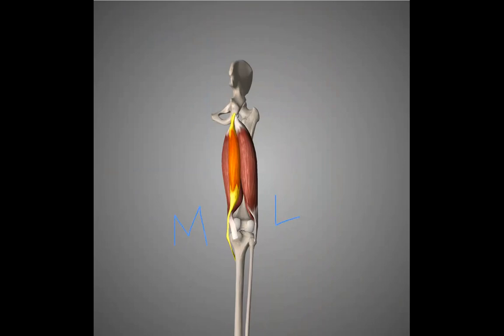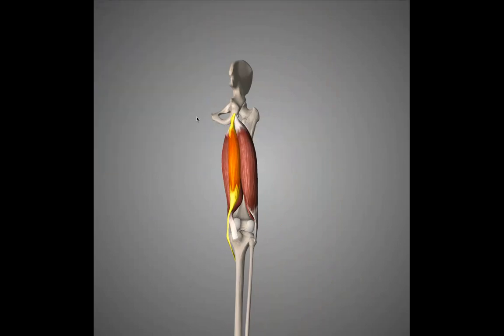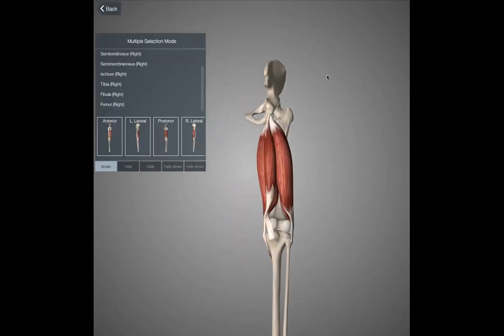The semimembranosus, sorry, the pen is making it lag.